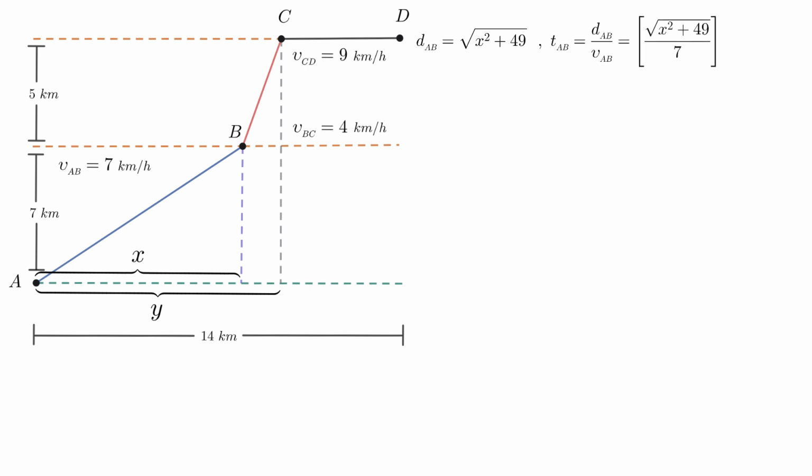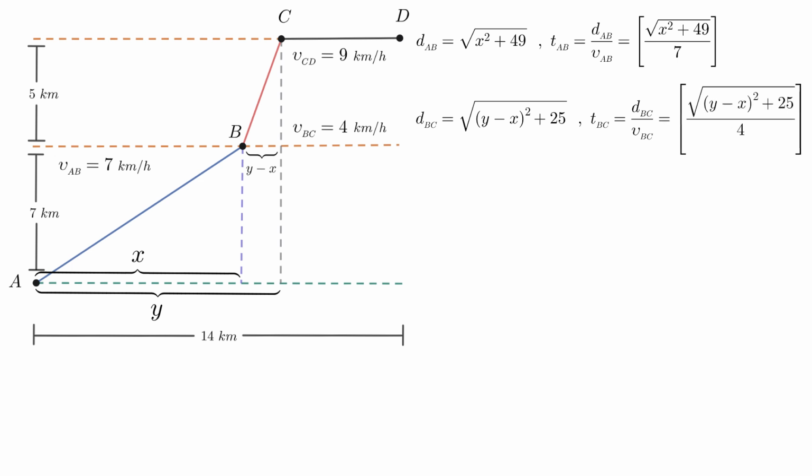Okay, moving on to the water leg of Jeff's journey through the wilderness. So the distance Jeff swims from point B to C, from the Pythagorean theorem, is square root of (y minus x) squared plus 5 squared, since this distance here is y minus x, and the width of the river is 5 kilometers from our initial conditions. Since the swimming time is the distance he traverses in the water over his swimming speed, so now we have square root of (y minus x) squared plus 25 over 4. 2 down, 1 to go.